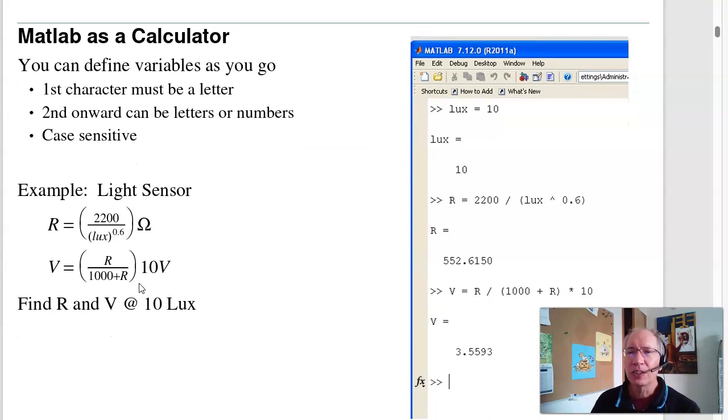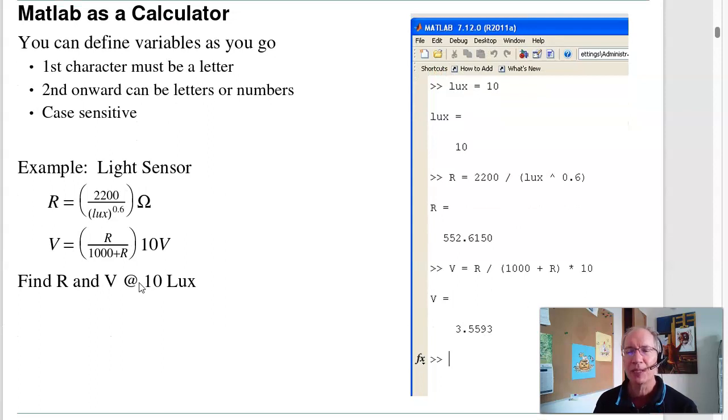So, what can you do with MATLAB? MATLAB is basically a calculator. For example, this is a problem you're going to run into when you take 321 analog electronics. I've got a light sensor. What a light sensor is, it's a resistor, and the resistance varies with light level. So this is a symbol for a resistor, that's R. As the light changes, R changes.